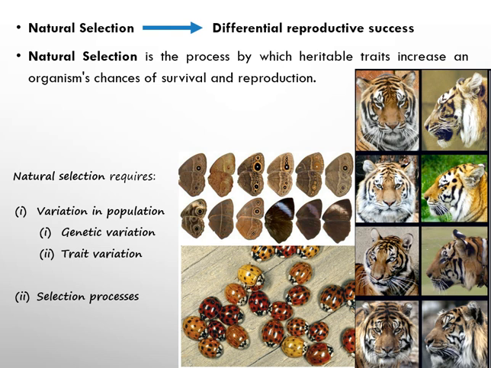And the second important thing is selection processes. As you can see in all these pictures, for these butterflies, these insects, or even the pictures of these tigers, they all have very distinct variations, and this is very important.